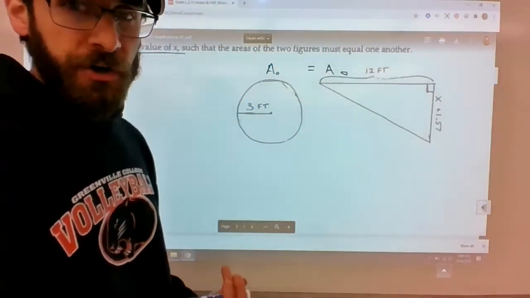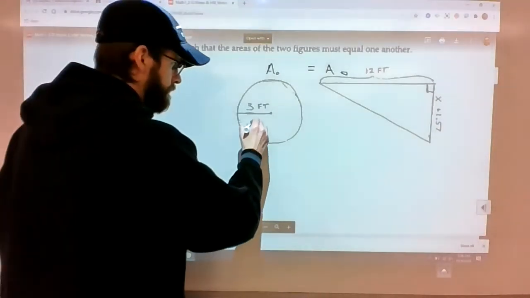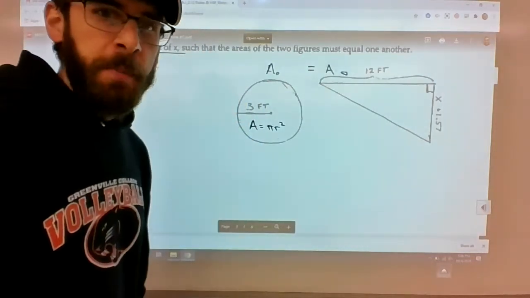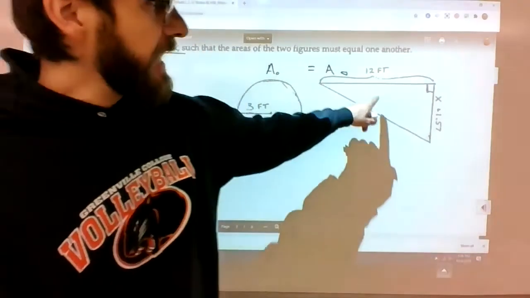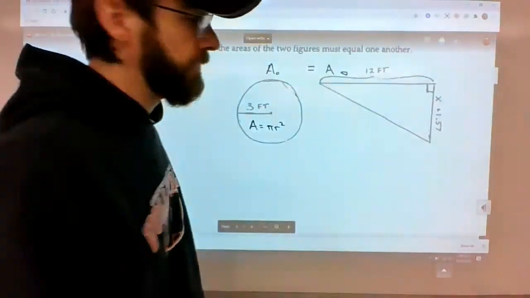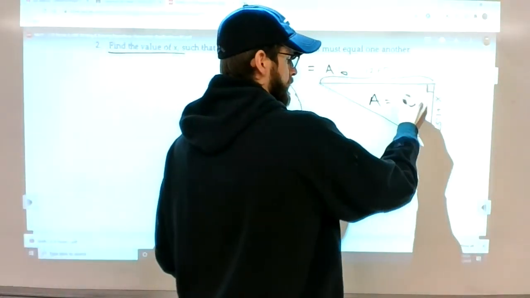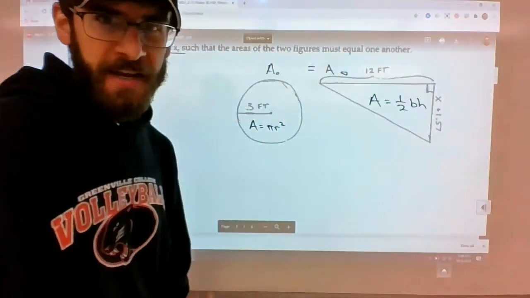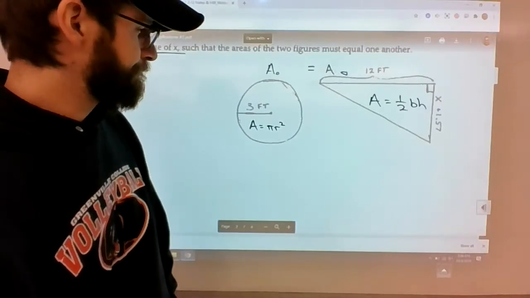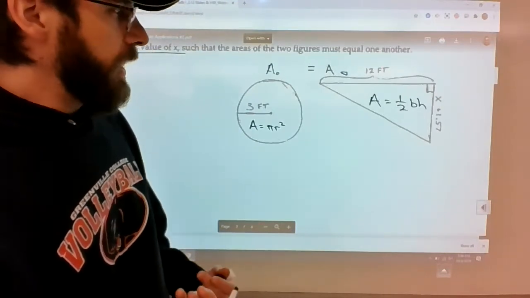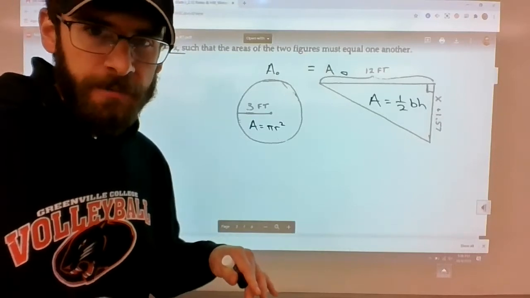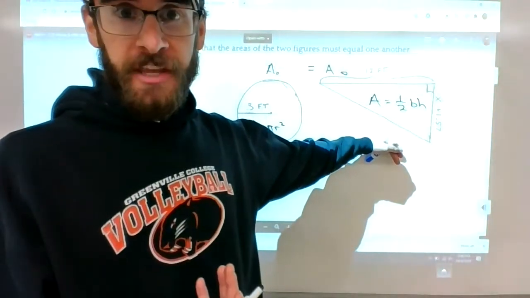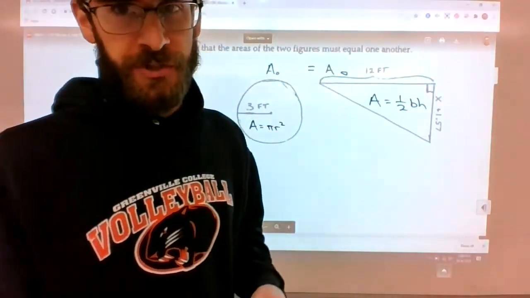So what is the area of a circle? Well, if you go to your formula sheet, you'll find that it equals pi times r squared. If you look at your formula sheet for the area of a triangle, that equals 1/2 times base times height. So we're going to do exactly what we did on the previous problem. We're going to figure out what the area of this circle is, figure out what the expression for the area of this triangle is, and then set the two things equal to each other.